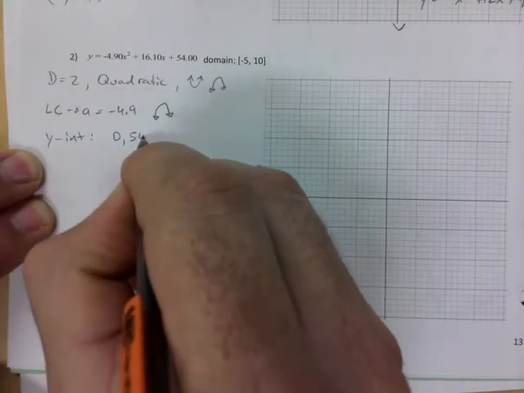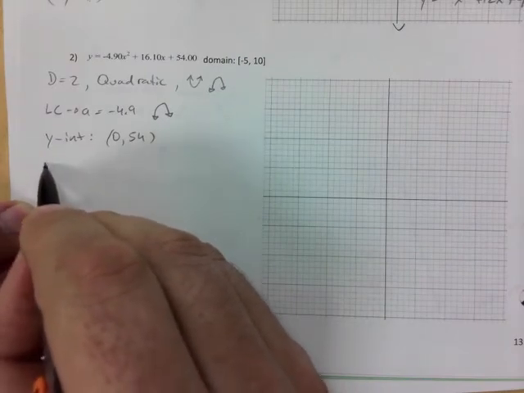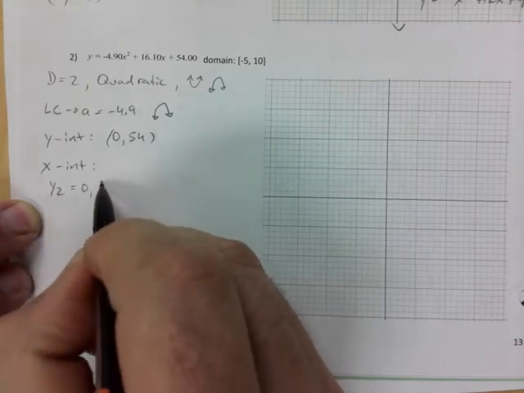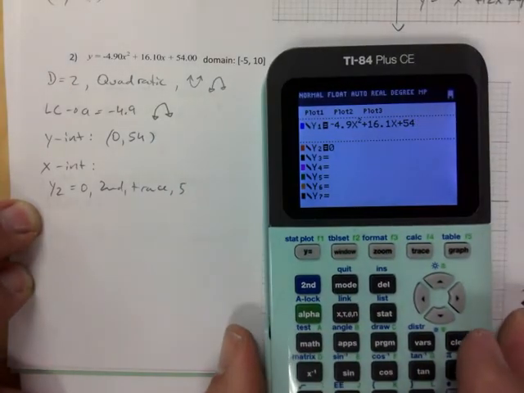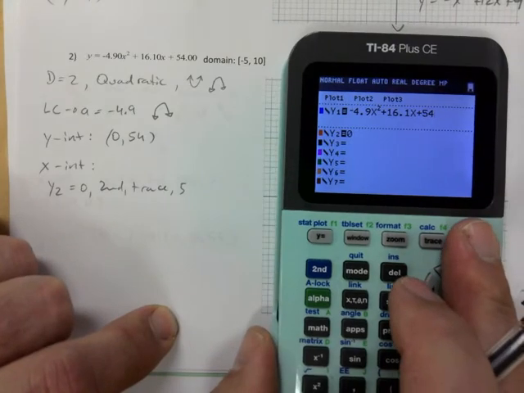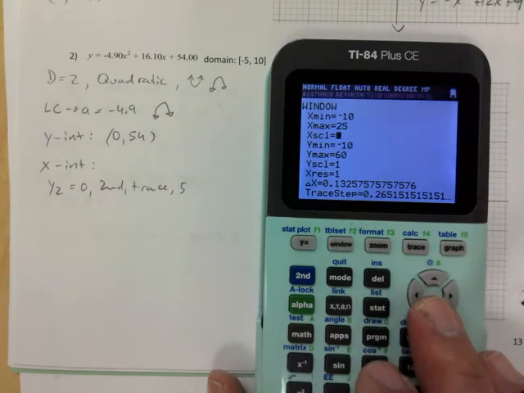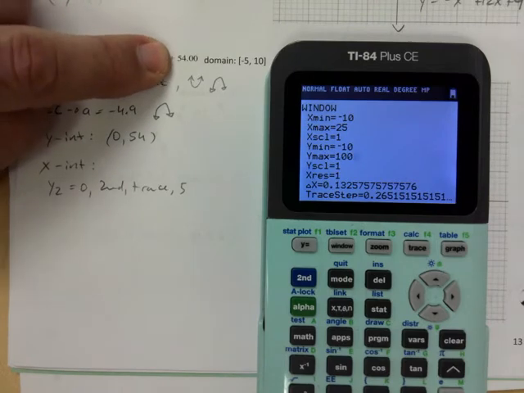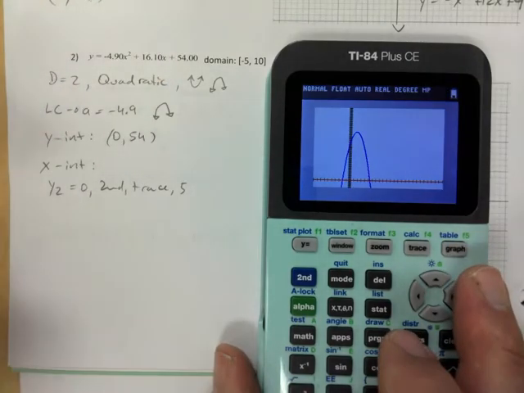Okay, the y-intercept is right there. So I'm going to state it as a coordinate. Then you have the x-intercepts. Let's find these, the x-intercepts. And we're going to go y2 is equal to 0, second trace 5. It could be that there are none. Okay, that is a possibility. And this one definitely has 2 as well. I need to increase my y max. I'm going to go to 100. You could tell that the y-intercept is already at 54. This just keeps on opening or going up higher. So that works quite well.